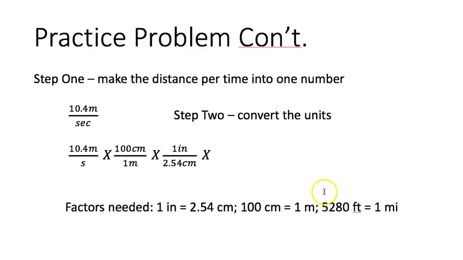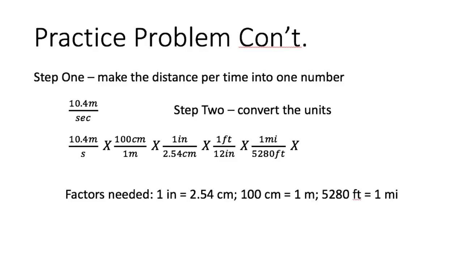My next factor that I have listed is 5,280 feet equals 1 mile. So what can I do to convert from inches to be able to use this conversion factor? That's right, I need to convert from inches to feet. I know that there are 12 inches in 1 foot, so inches can cancel out now. And now I can do my last conversion factor, 5,280 feet equals 1 mile. So now I have successfully converted from meters to miles.